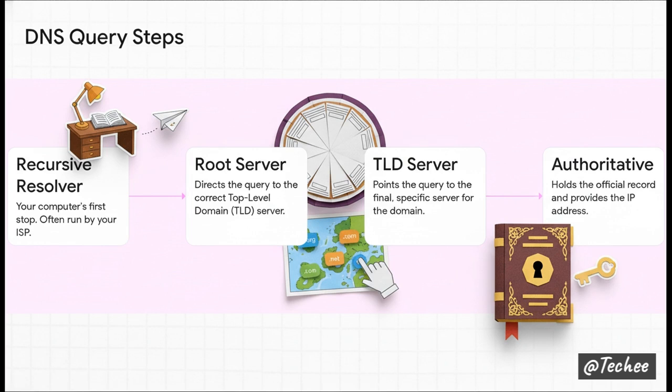If that librarian doesn't have the answer, it first goes to a root server, which is kind of like the library's master index. It just points the way. The root server directs the query to the correct TLD server, which manages all the domains for something like .com or .org. And finally, that TLD server points to the authoritative name server. This is it. This is the one server that holds the official record, the book, with the correct IP address, which it then sends all the way back down the chain to your computer. And all of this happens in milliseconds.